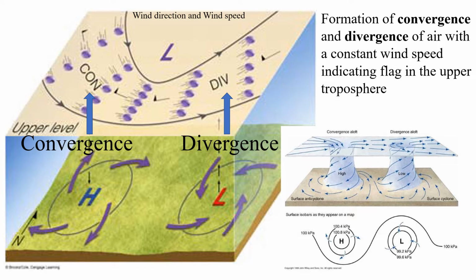On an upper level chart, this type of convergence we also call confluence. Confluence occurs when contour lines move closer together as a steady wind flows parallel to them. In the same way, the type of divergence we also call diffluence, and this diffluence occurs when the contour lines move apart as a steady wind flows parallel to them.